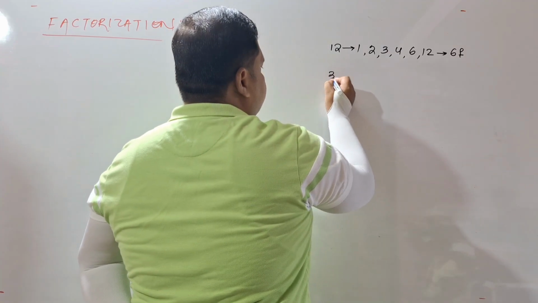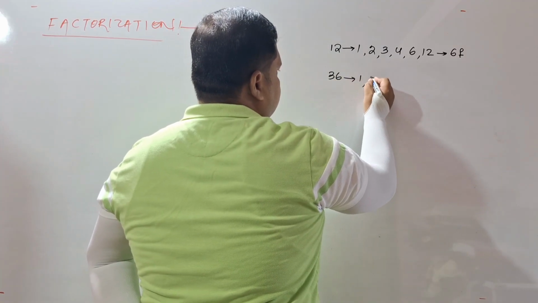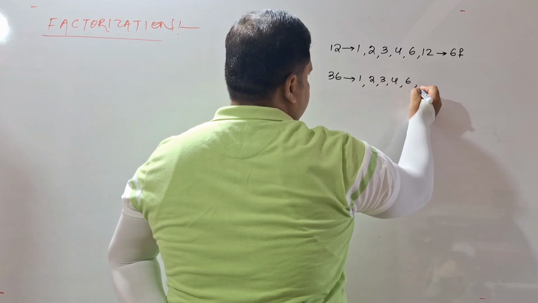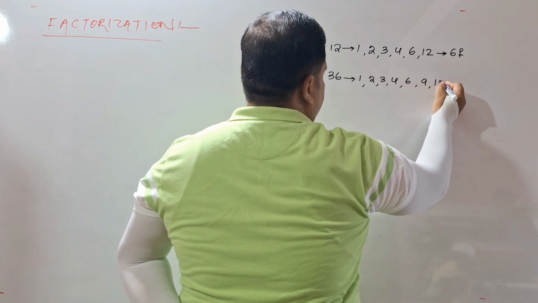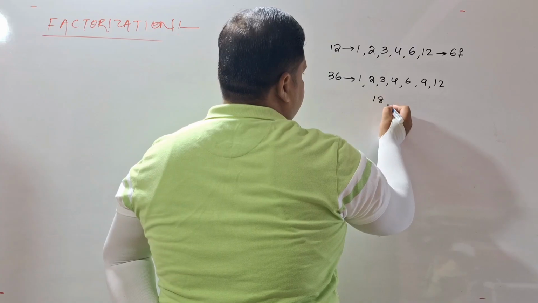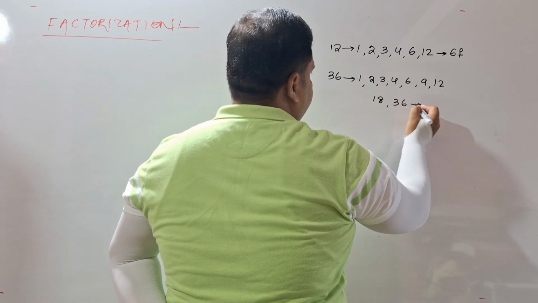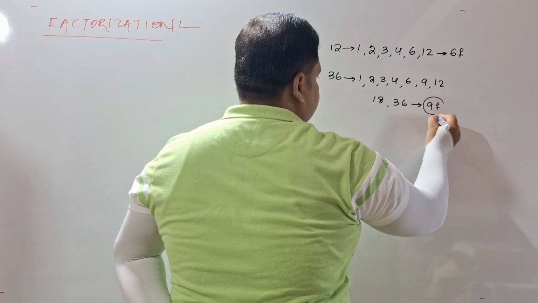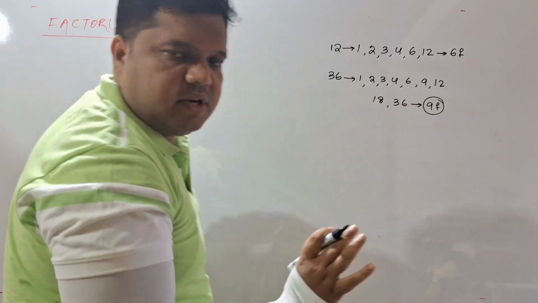Similarly for 36, how many factors are there? 1, 2, 3, 4, 6, then 9, 12, 18 and 36. In total, how many factors are there? 3, 6 and 9. Total 9 factors are there. So for a 2-digit number, no issue.